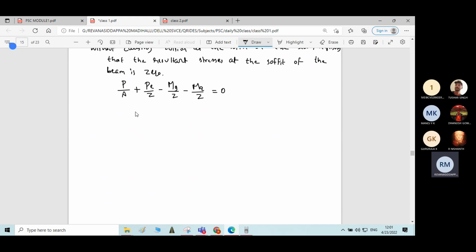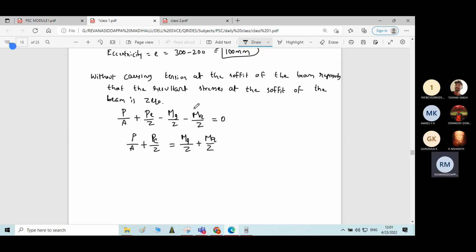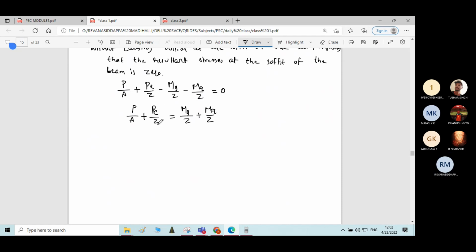Which means that the stresses due to the prestressing force, P by A plus P by Z, should be equal to the stresses due to the moment acting on the beam. This is the condition, students. In another way, if the stresses caused by the prestressing force are equal to the stresses caused by the moment, then there won't be any tension at the soffit of the beam.